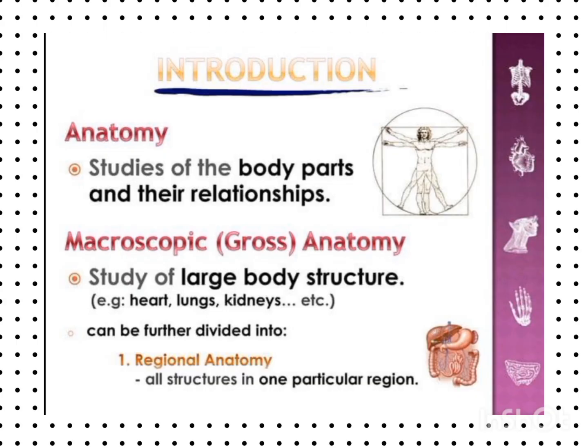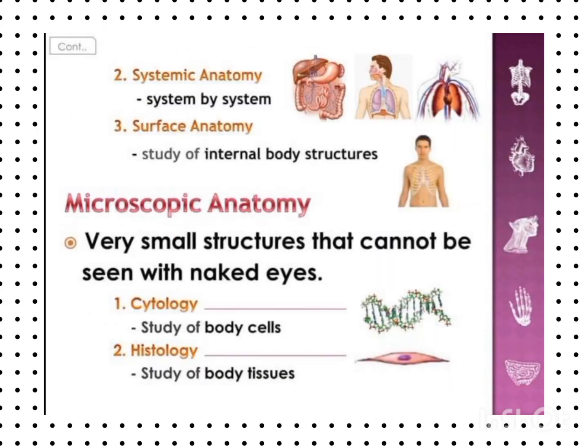Today we are going to deal with the anatomy and physiology of the human body, and we are going to start with an introduction. Anatomy is the study of the body parts and their relationships. In anatomy, you have macroscopic anatomy, which is gross anatomy, and microscopic anatomy.